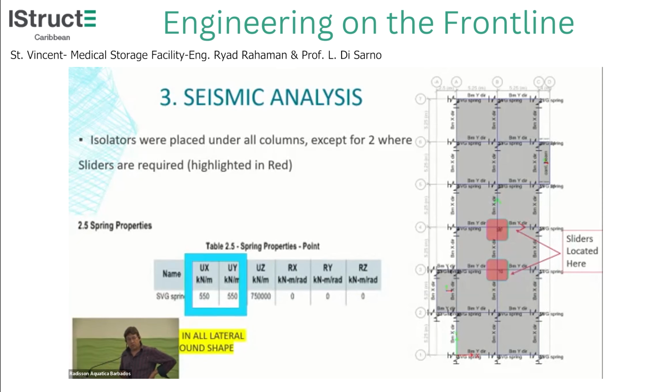So what are the properties of the isolators in both directions? 550 kilonewtons per meter we're going to start off with. Now it's important to note that these are round, so the stiffness is the same in all directions. What that means is if you have a force of 550 kilonewtons on an isolator, it is going to move 1 meter.